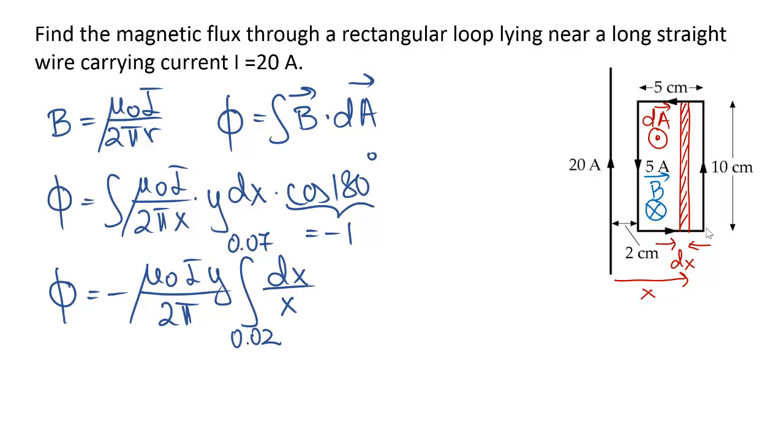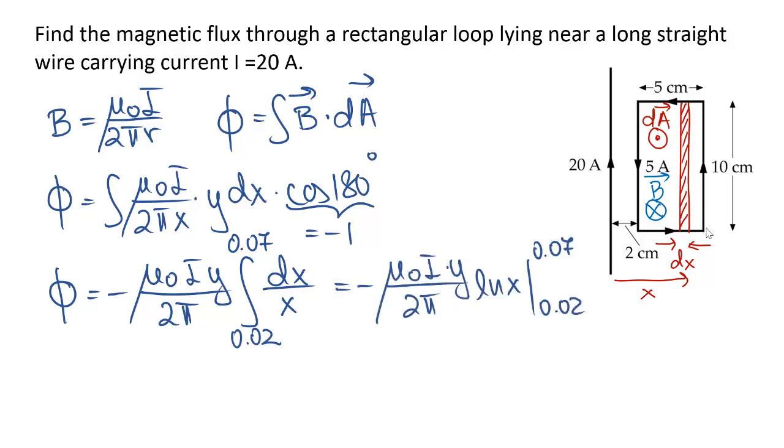Now, the integral of dx over x is a very simple integral. It's nothing else than the natural log of x. So the flux will be equal to μ0Iy divided by 2 pi multiplied by the natural log of x between the limits of integration 0.02 meters and 0.07.